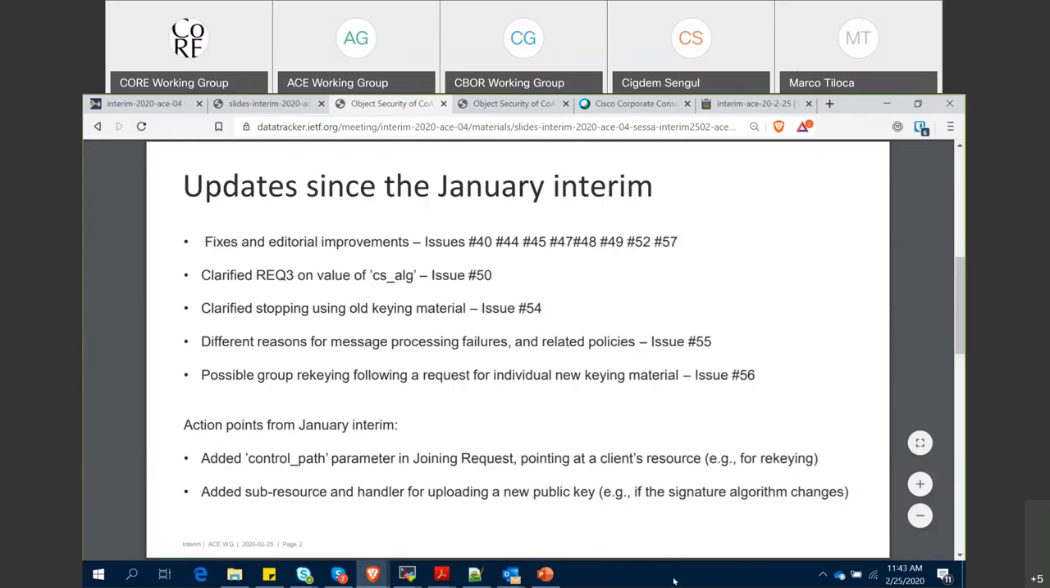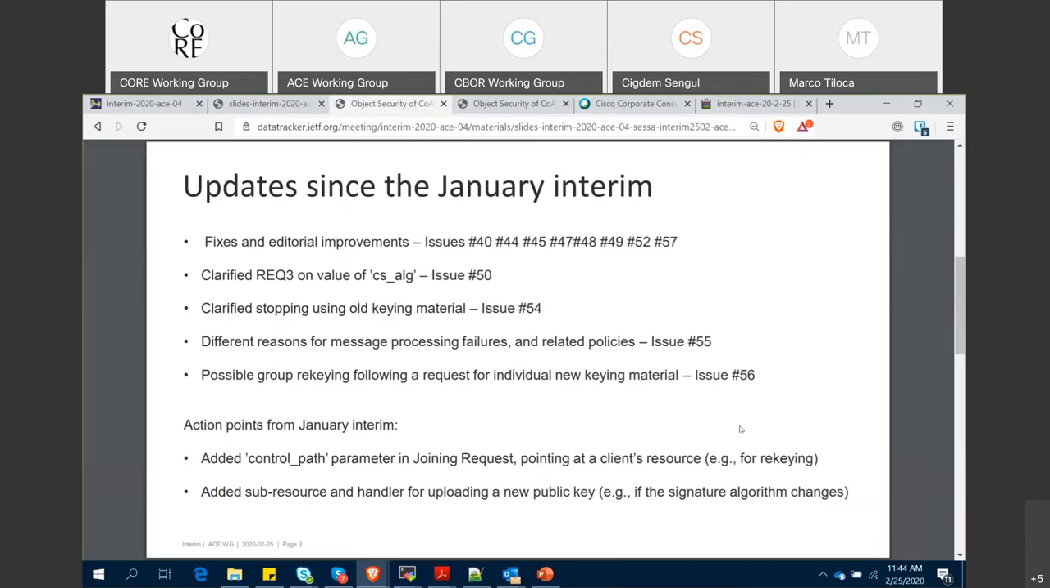Essentially, we started to take care of the comments, mostly from the discussions at the interim, and the review we got from Jim that same day, and created issues for each point. This is a summary of the actions taken. Many of them were just editorial or little less. We made a clarification on the meaning of the CS alg parameter indicating the signature algorithm in the group, and the related requirement was a little ambiguous.